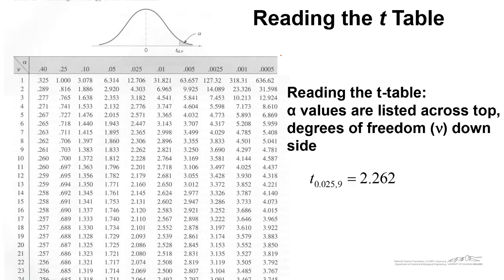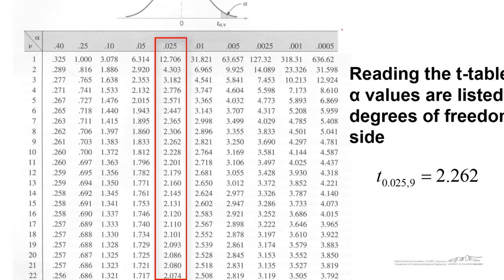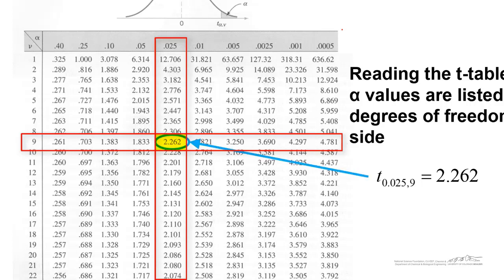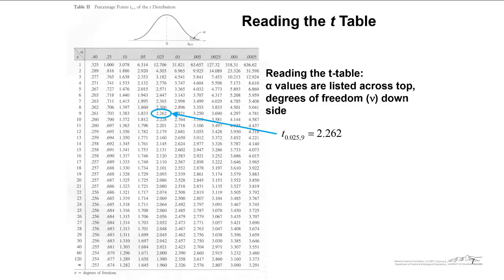As an example, if we had alpha equals 0.025, and we had 9 degrees of freedom, we would look up in this table the ninth row, that's 9 degrees of freedom. This, by the way, would correspond to n equals 10, a sample size of 10. So where those come together, that's the t-value. This means that with a t-distribution with 9 degrees of freedom, a t-value of 2.262 has 0.025 of the entire distribution to the right of it.